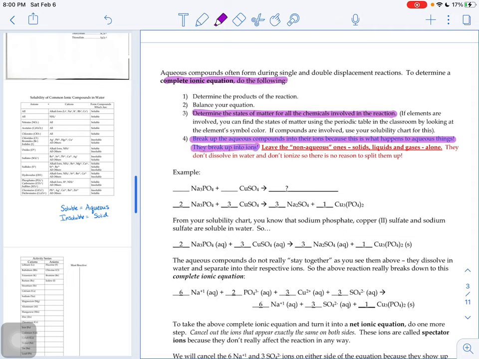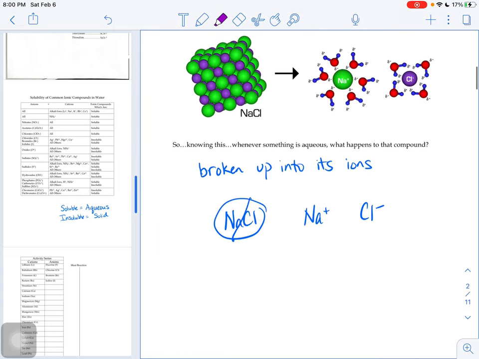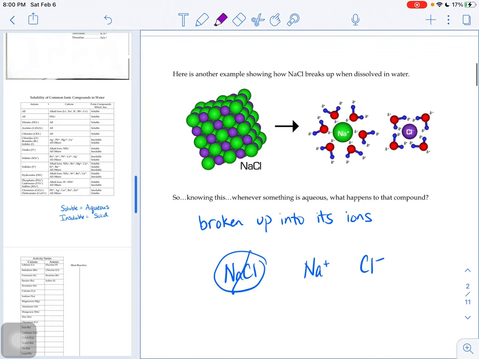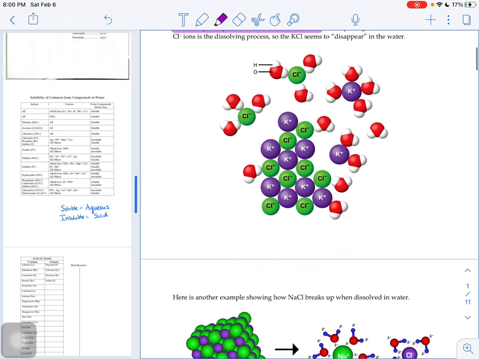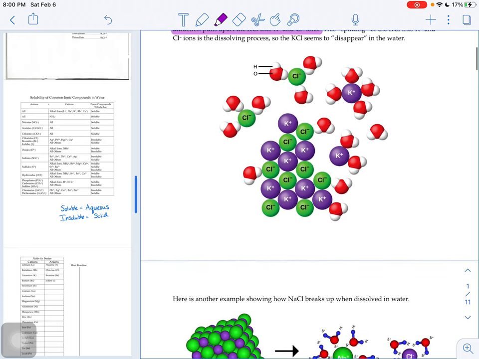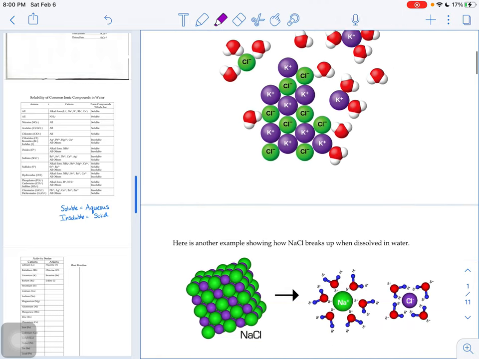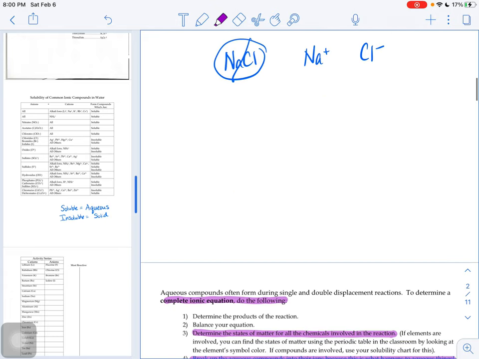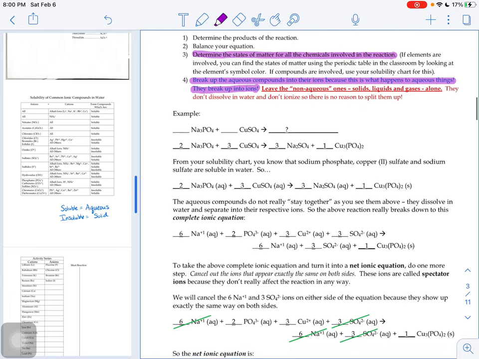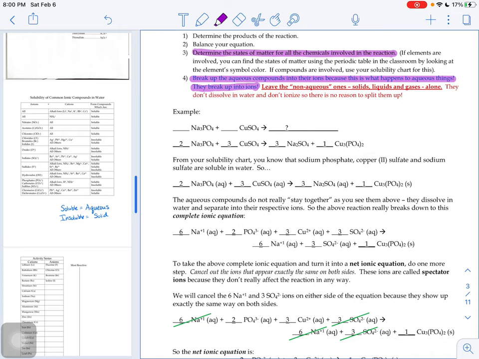Just like those pictures that we were just looking at on the previous page of NaCl dissolving in water or that KCl dissolving in water. When something's aqueous, when something dissolves in water, it does not stay together as KCl or NaCl. It breaks up into its ions.